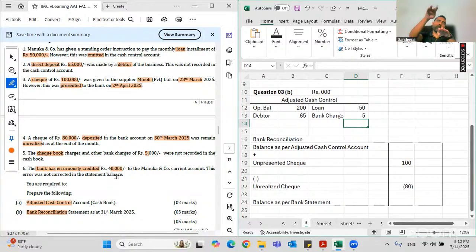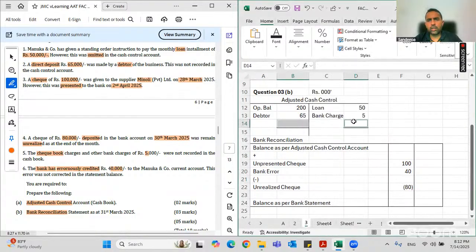Now the bank statement balance is high because of the error. We are not trying to correct the error, we are trying to show the error. From the cash book to go to the statement, I need to add the error by the bank. Bank error, right?